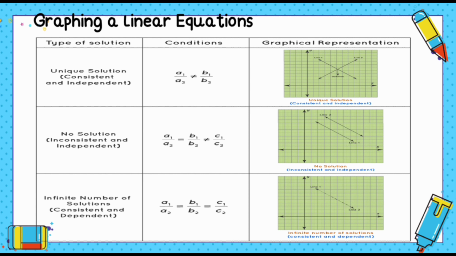And the last is infinite solution, or consistent and dependent solution. The condition is a sub 1 over a sub 2 is equal to b sub 1 over b sub 2 is equal to c sub 1 over c sub 2. Then the graphical representation is a single coinciding line.